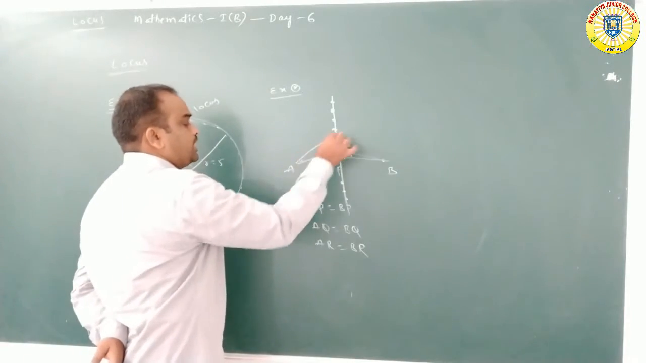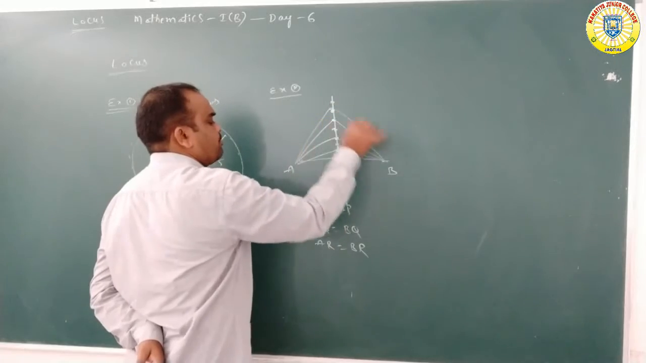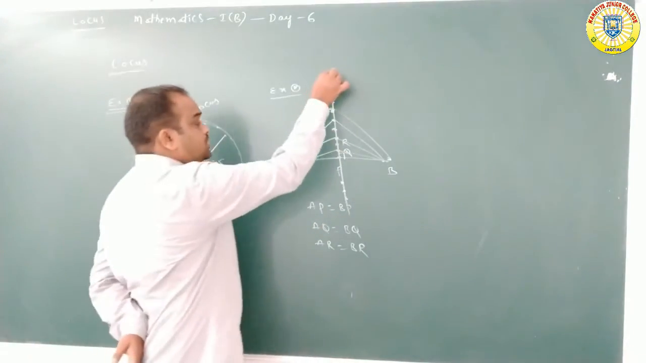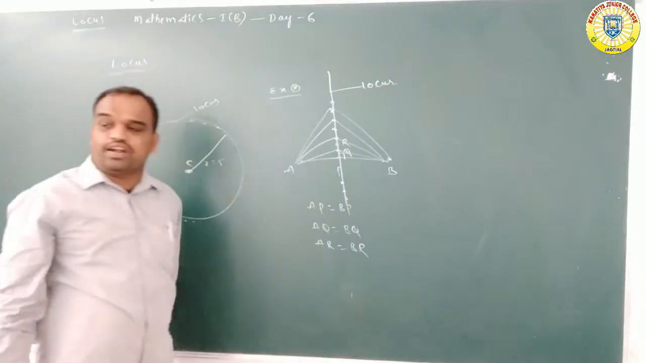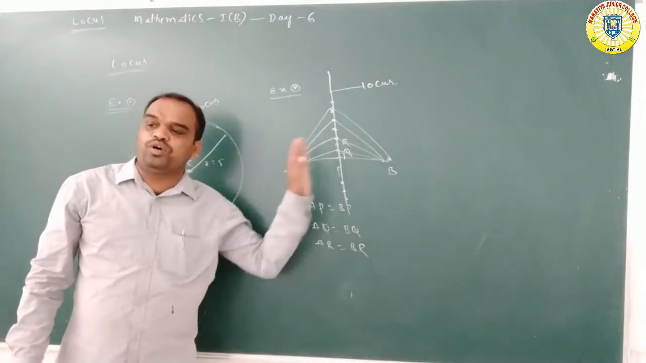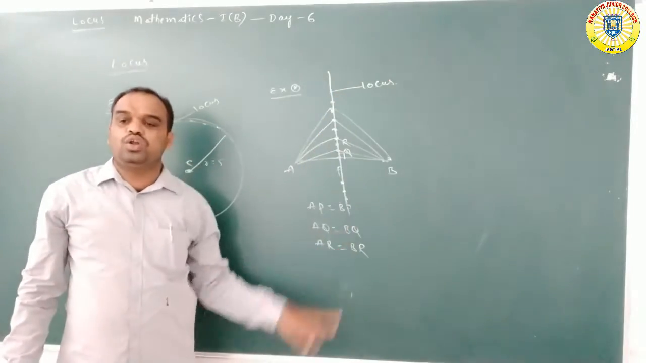So any point on this line must be at equal distance from both A and B. Here what is our locus? The straight line is our locus. The condition is that the points are at equal distance from both A and B, so this straight line is our locus.